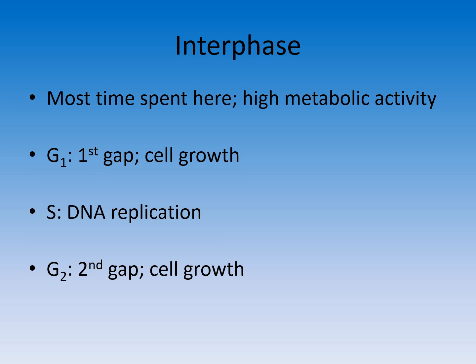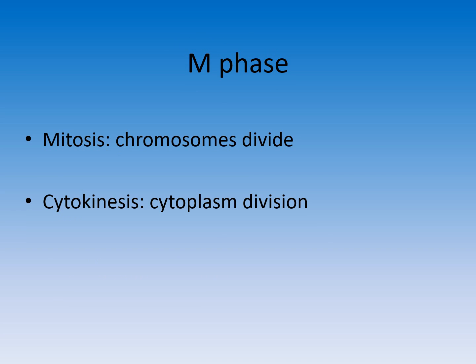If ultimately you're going to go through cell division, each brand new cell needs to have its own copy of the DNA, which means you had to make that copy before you go through cell division. So this is when DNA replication occurs. And then G2 is the second gap. This is where cell growth continues, and you're preparing for cell division.